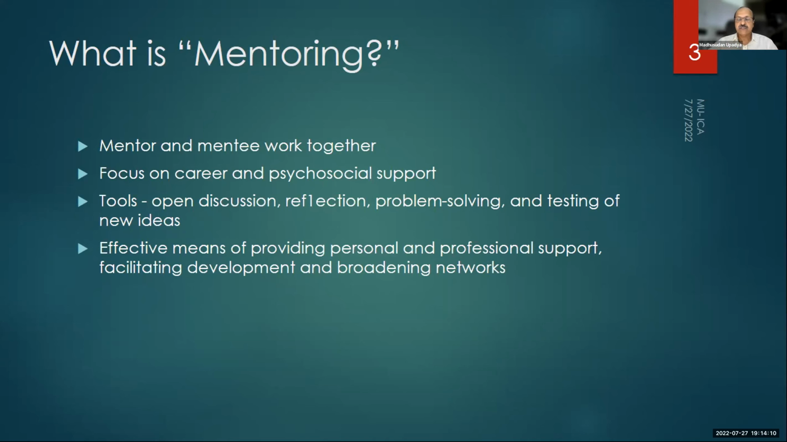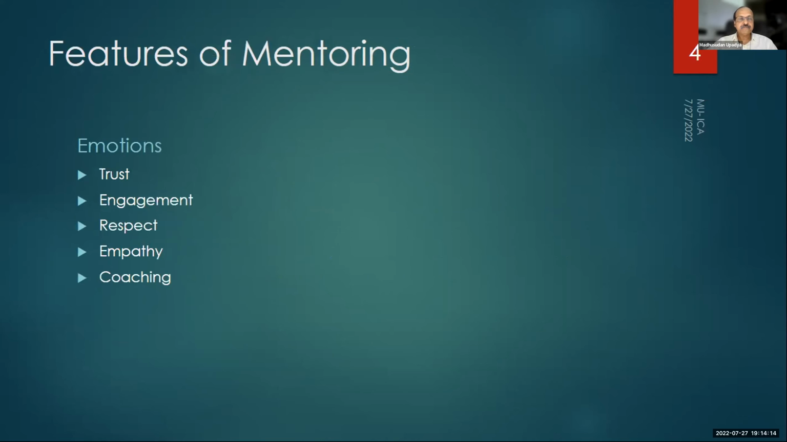How can a mentoring system improve all this? What are the features of mentoring? Basically, there are emotions involved. There should be trust between the mentor and the mentee. When there is no trust, obviously life cannot go on. The world doesn't move without trust. Therefore, there has to be trust between the two involved.